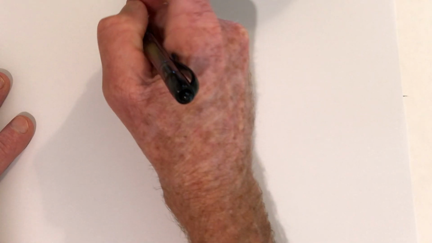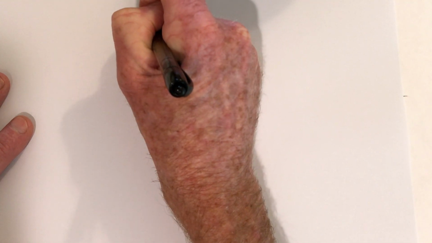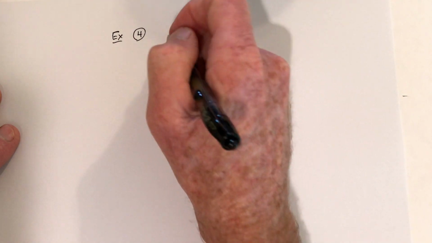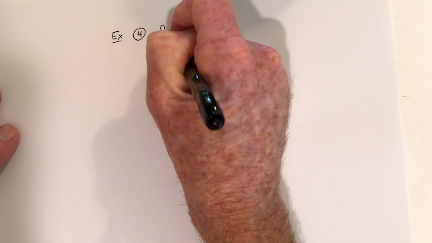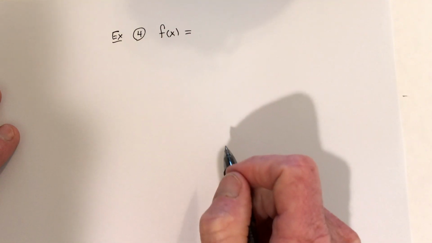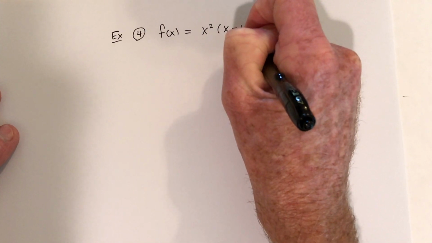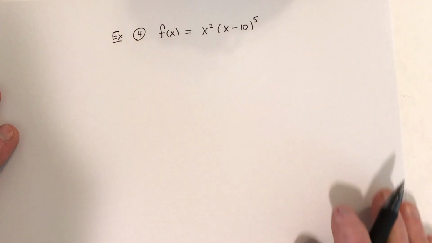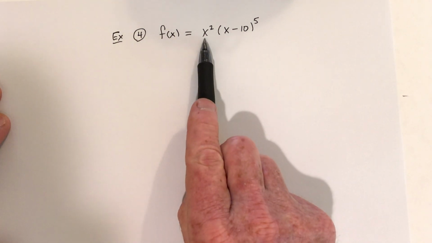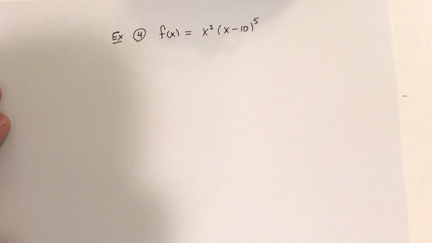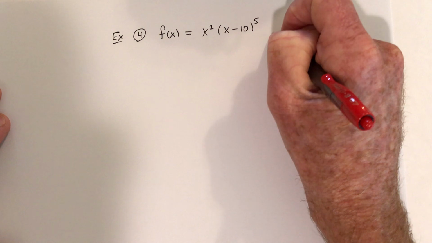All right. Next, so all of the rules for derivatives can be used in different combinations. So for example, number 4, how about if it's a product? And I've used y a bunch of times, I'll change over to f of x. So how about if f of x equals x squared times x minus 10 to the 5th? So this is a product of the x squared and the x minus 10 raised to the 5th function. So that means use the product rule.